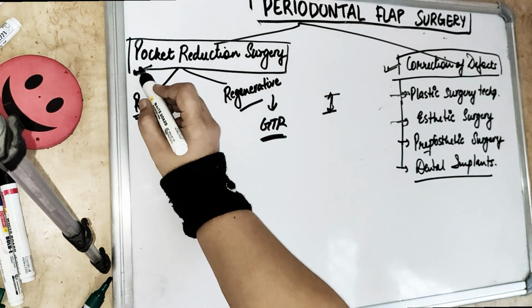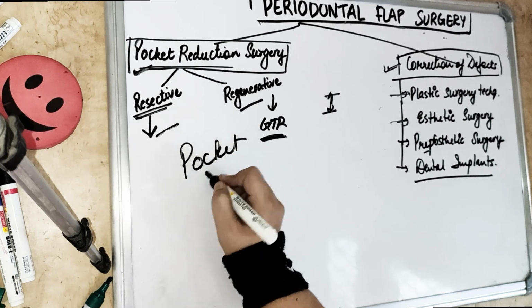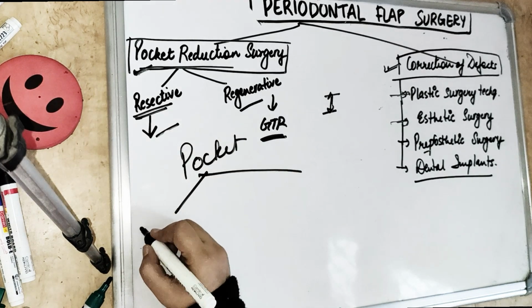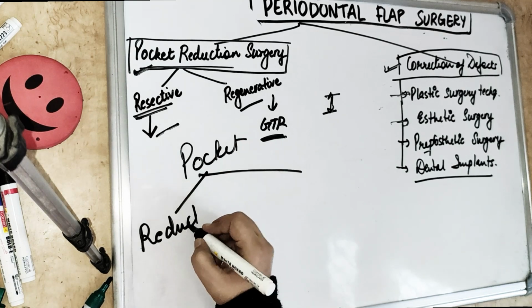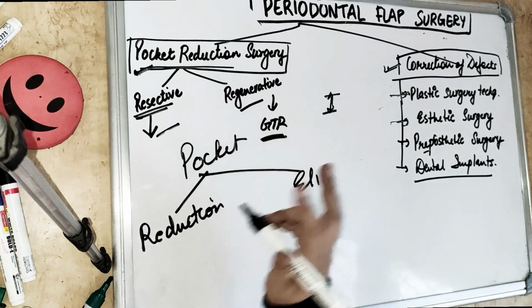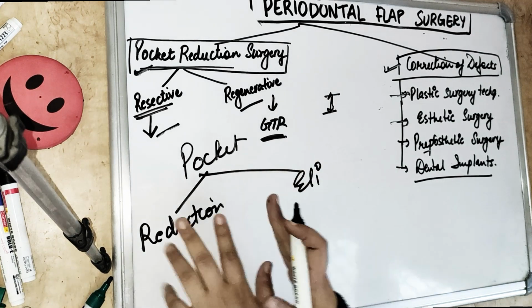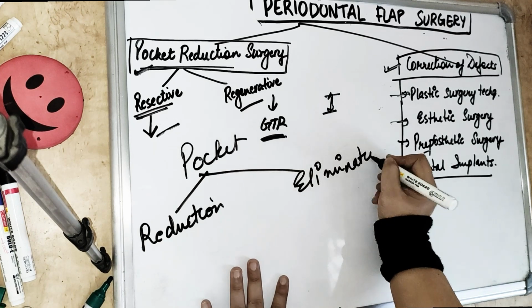So basically, if you are doing any pocket surgery, either you are reducing the pocket or you are eliminating the pocket. So either it is a reduction surgery or it is an elimination surgery. See, there is a difference between both of these, pocket reduction as well as pocket elimination. You need to understand both of these terms.